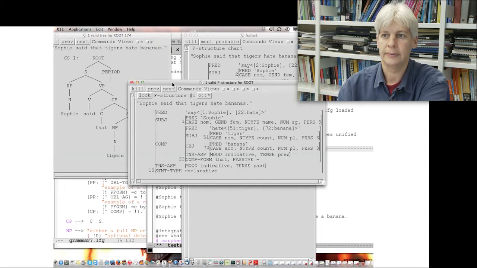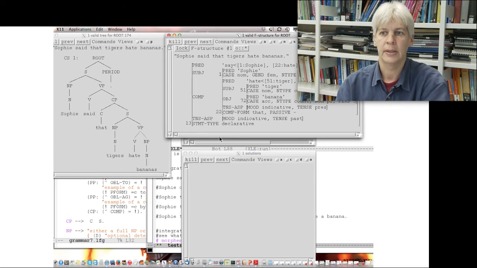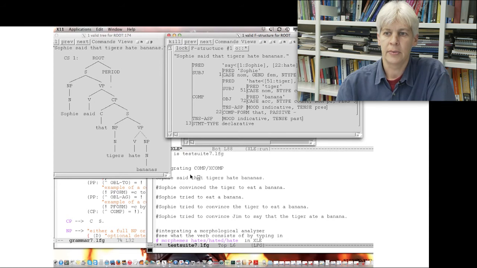The F structure is also good. Main predicate say, Sophie subject, complementizer argument, which has a pred, a subject, and an object in it, and the comp form that. So this seems exactly right. So that's successful already. So we did 1.